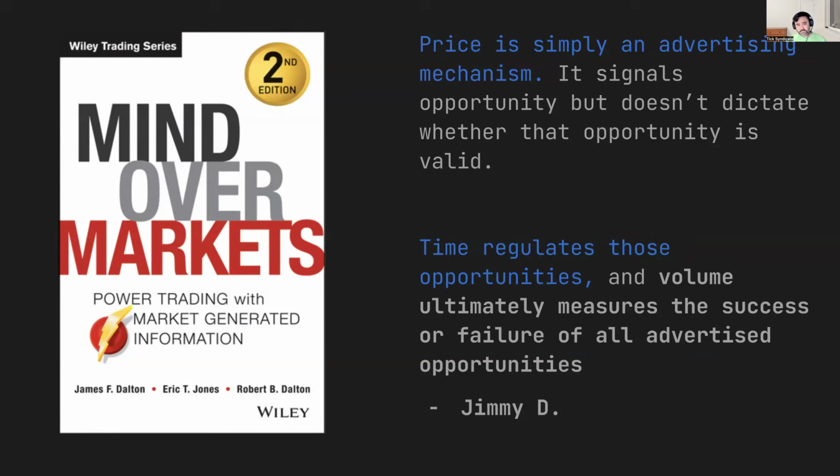So this is Mind Over Markets by Jim Dalton. Price is simply an advertising mechanism. It signals opportunity, but doesn't dictate whether that opportunity is valid. Time regulates those opportunities, and volume ultimately measures the success or failure of all advertised opportunities.